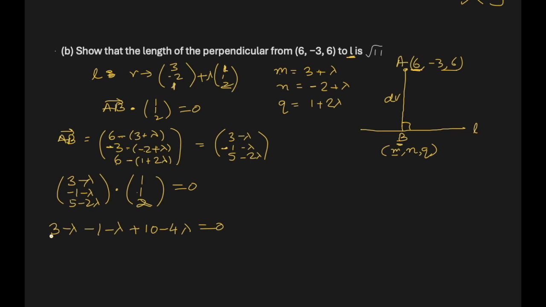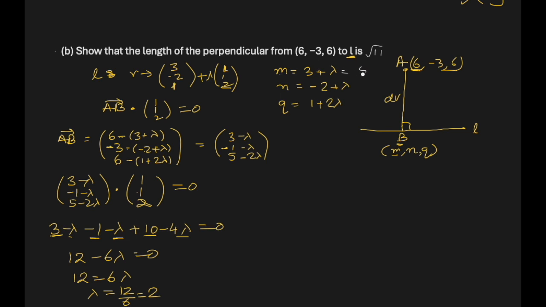So let's see what we get here in numbers. 3 minus 1 is 2, 2 plus 10 is 12. Minus lambda is minus 2 lambda, and minus 4 lambda becomes minus 6 lambda equal to 0. 12 equals 6 lambda, lambda will be 12 over 6 equal to 2. So we got our coordinates for M and Q now. We can substitute lambda equal to 2 here and we get it.